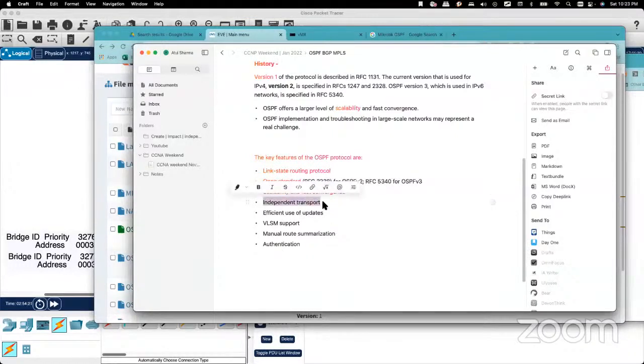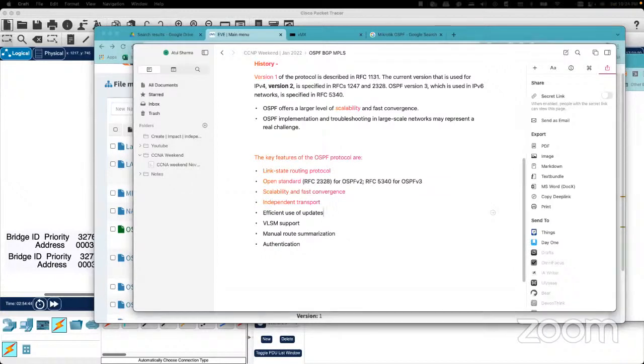So what is independent transport? What does it mean? Can anybody explain what independent transport is? I will give you something if anybody explains this. That is Rishi. It means it also supports AppleTalk, something like that. No, OSPF does not support AppleTalk. Independent transport means it supports multicast, UDP, TCP. No, your time is over. Otherwise someone will Google it.